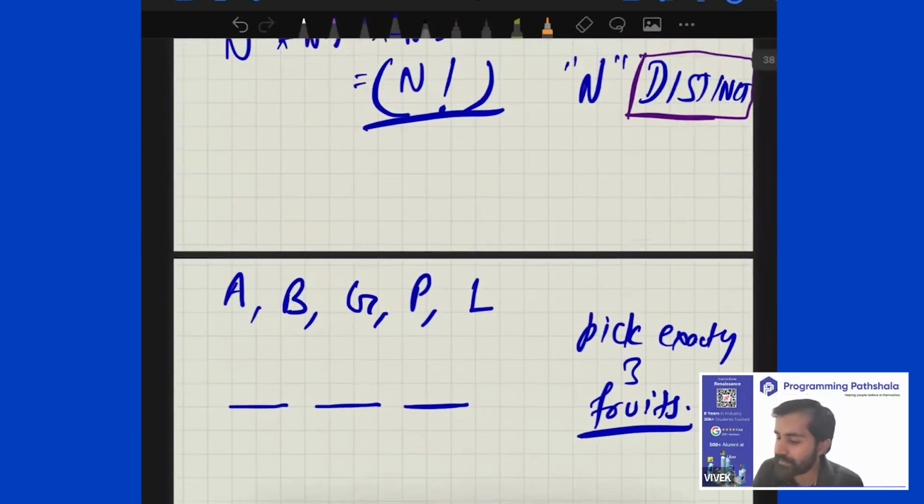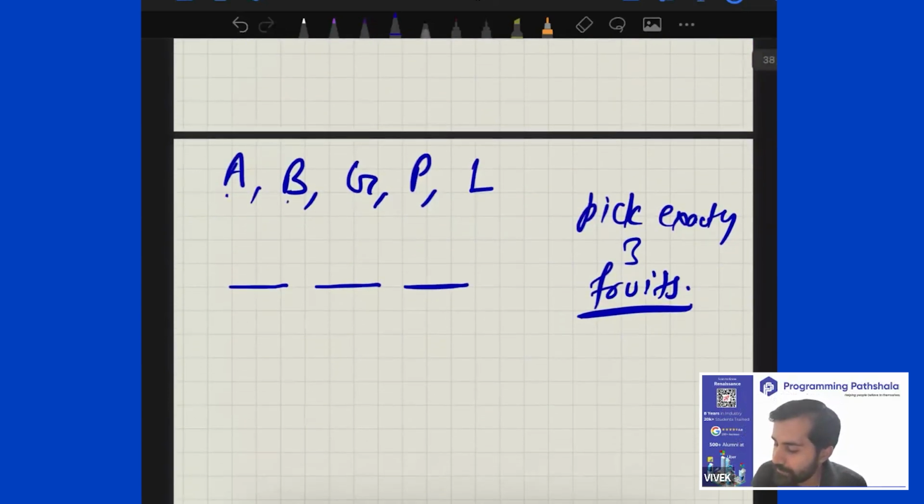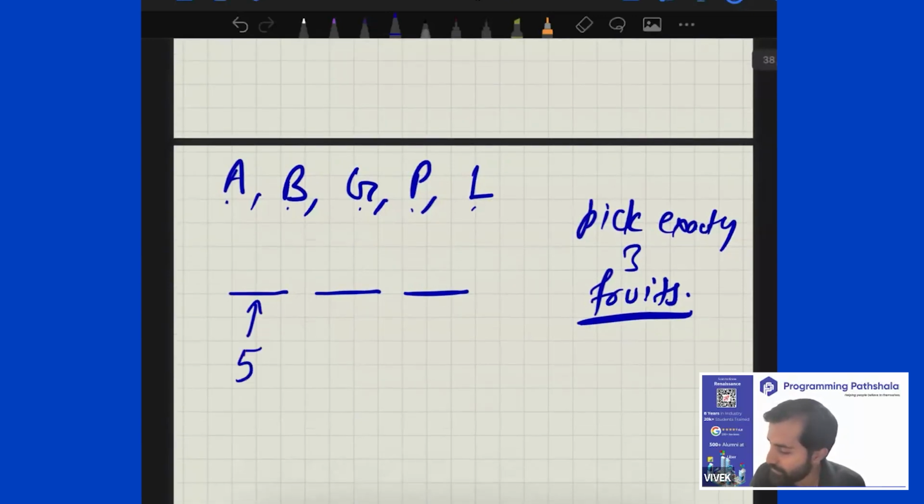If I use the same logic that I ended up using here, what would I say? Right now, all these 5 fruits are available. So how many choices do I have for the first one? 5. That's right. Now one of these is gone, so 4 of them are available. So how many choices for the second one? 4. And now 2 of them are gone, so 3 are available. So how many choices for this one? 3, right? So according to the rule of product, what should be the answer? 5 into 4 into 3, which is 60.